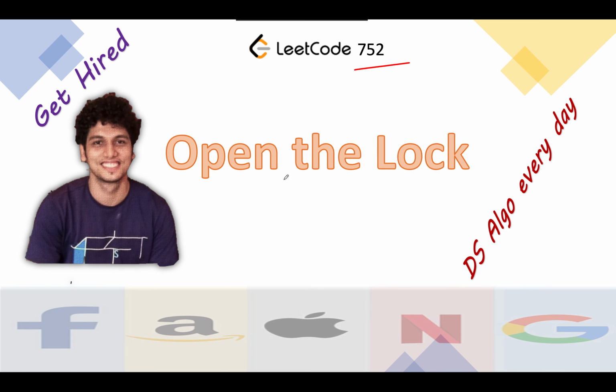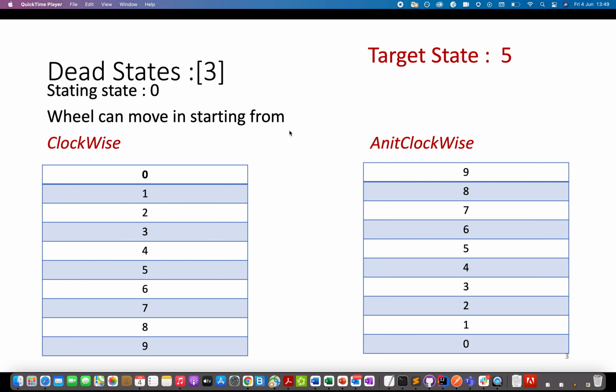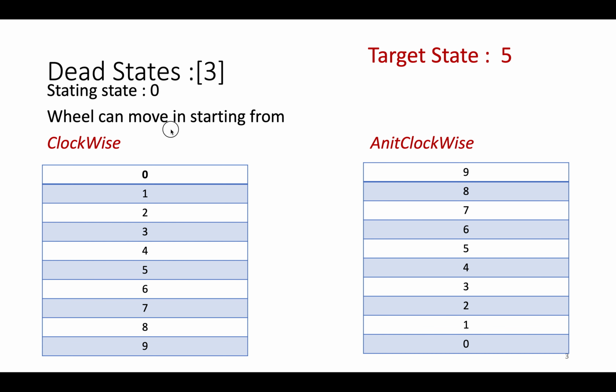LeetCode 752, open the lock. Even before going to the actual problem, let's try to simplify it. Here I have taken a lock which only has one wheel in it. So the starting state of this lock becomes 0, and let's hypothetically assume the target state is 5. The dead state, if you arrive at it you can't move beyond, is 3, and there can be more to it, but just for the sake of simplicity I have stated 3 here.